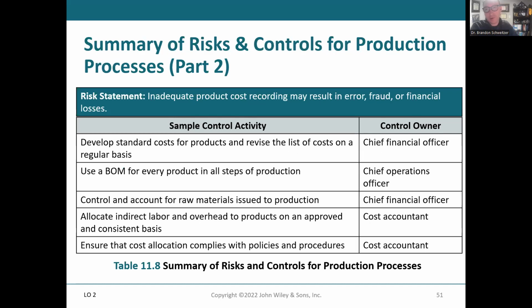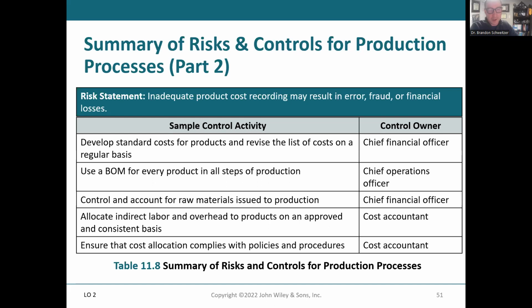Inadequate product costs, along those same lines. How do we mitigate? Develop standard costs for products, and look at those variances. And do a cost variance analysis. That's where you take your actual cost minus your standard cost.